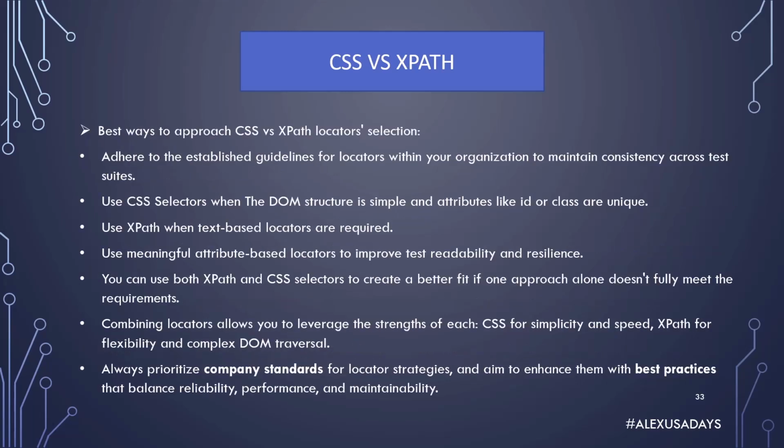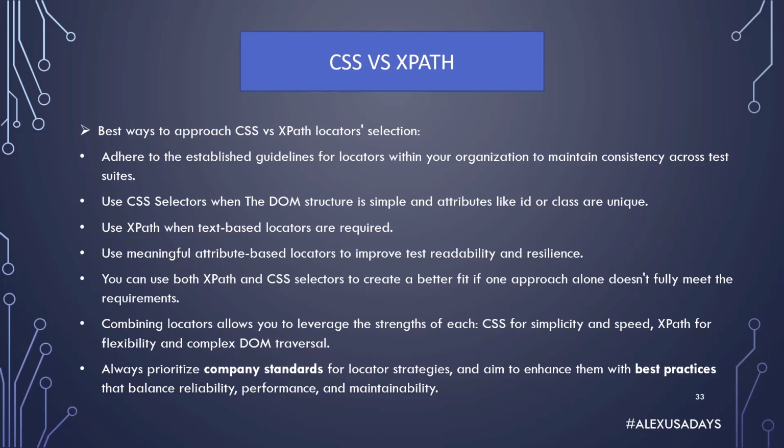So, what are the best ways to approach CSS versus XPath locator selection? Adhere to the established guidelines for locators within your organization to maintain consistency across test suites. Use CSS selectors when the DOM structure is simple and attributes like ID or class are unique. Use XPath when text-based locators are required. Use meaningful attribute-based locators to improve test readability and resilience.